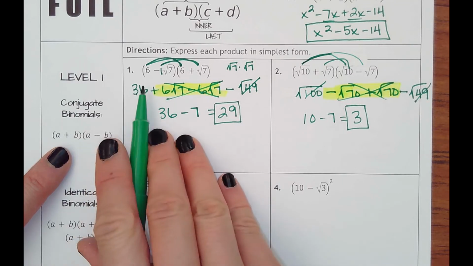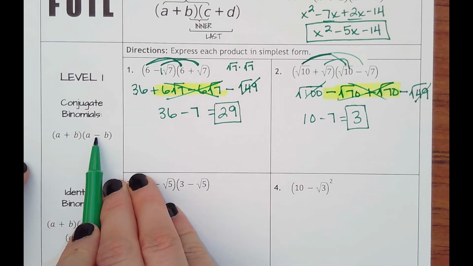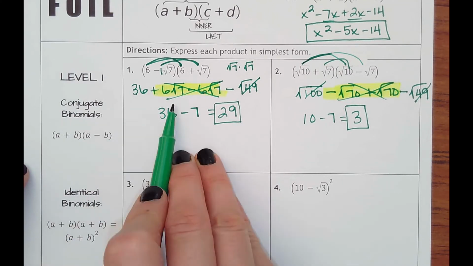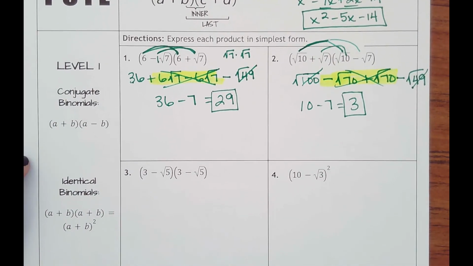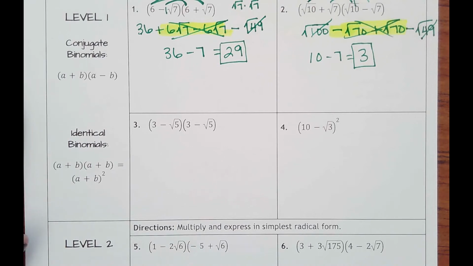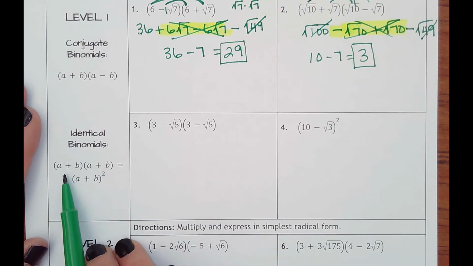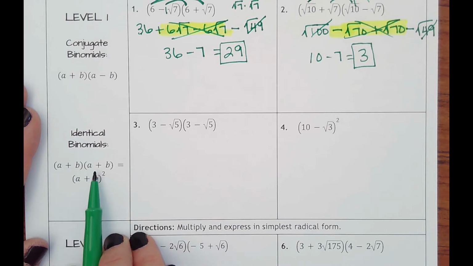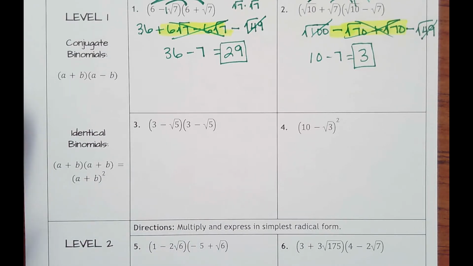So the factors are identical, except for one has a plus, one has a minus. And what will always happen is the outer and inner terms will cancel each other out because they're the exact same thing but different signs. Number 3 and 4, they are the identical binomials. So you have both signs being positive or both signs being negative.